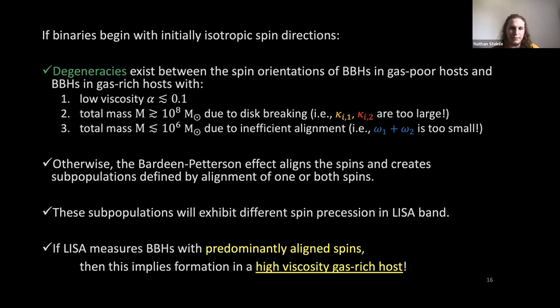But otherwise, it can align the spins and create subpopulations defined by whether one or both or neither of the spins are aligned. And these subpopulations will exhibit different spin precession in the LISA band, which will be the focus of a follow-up study. And last but not least, if LISA measures binary black holes with predominantly aligned spins, then this implies that they formed in a high viscosity gas-rich host.